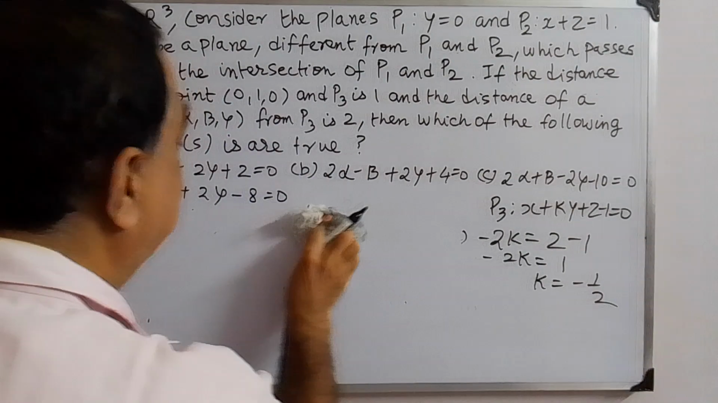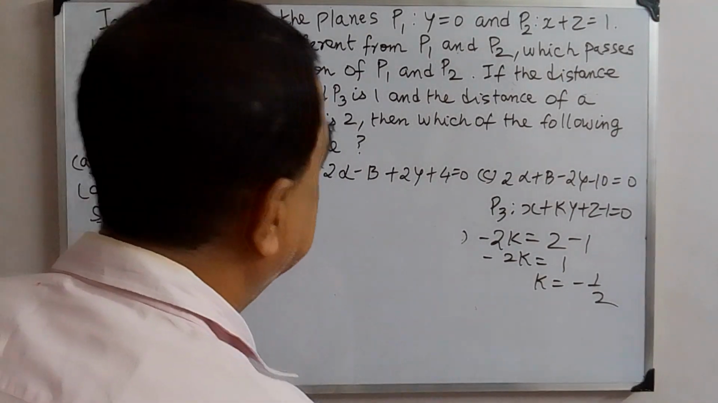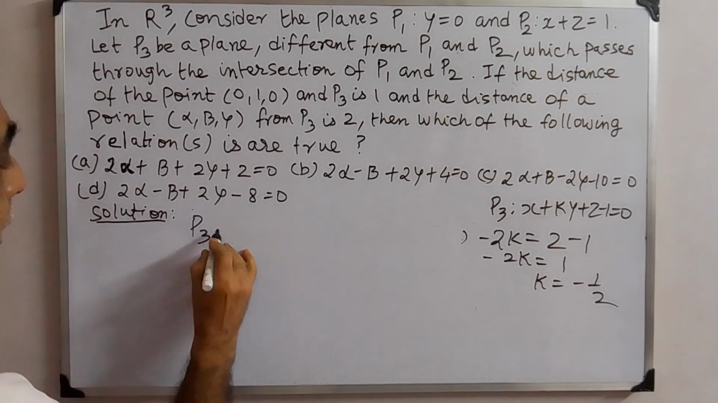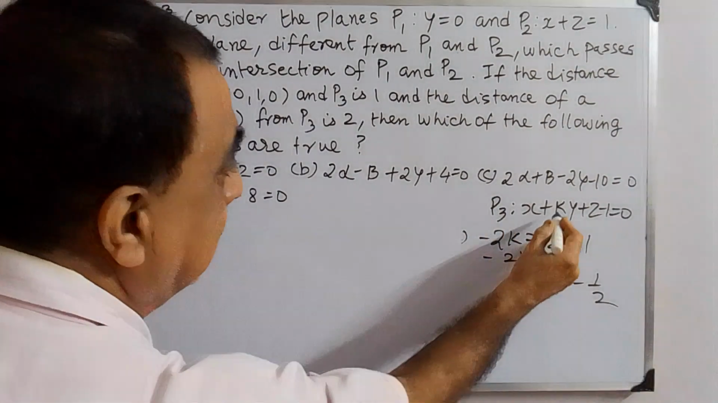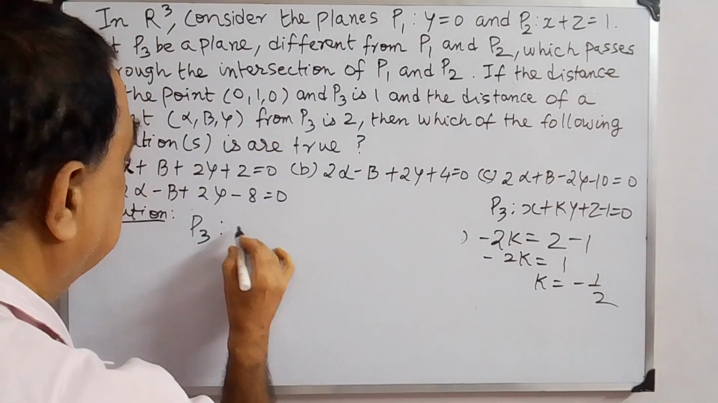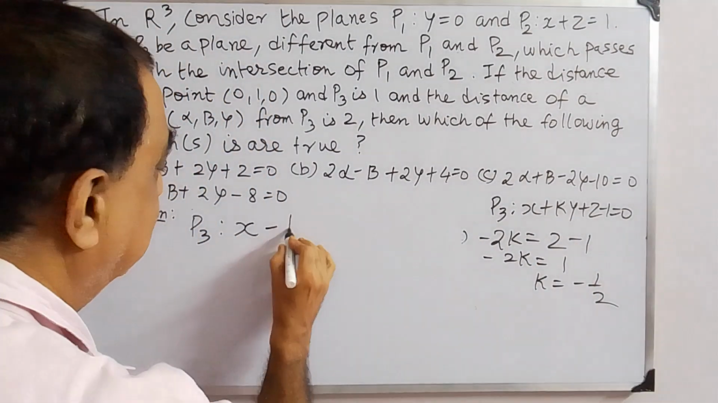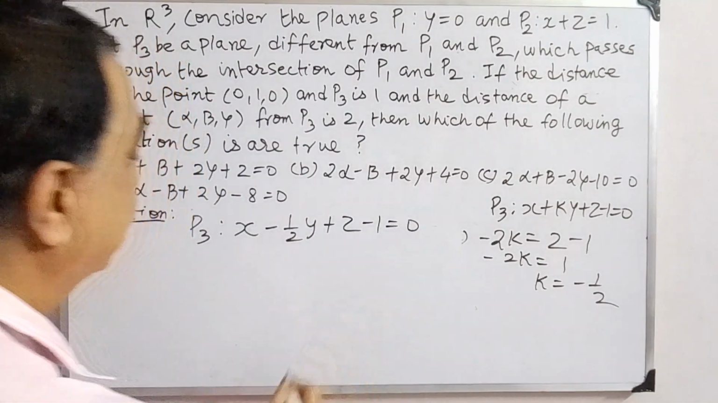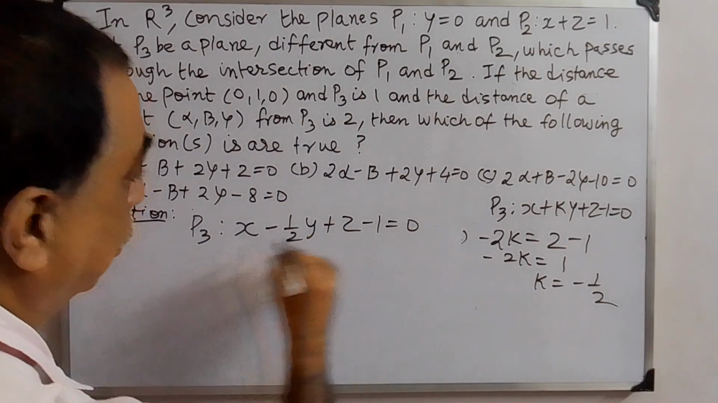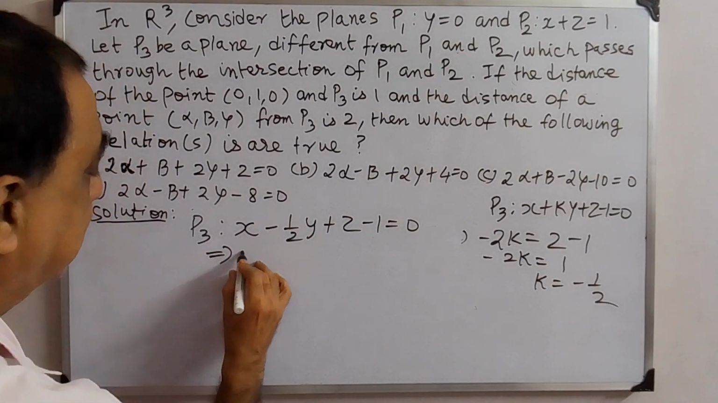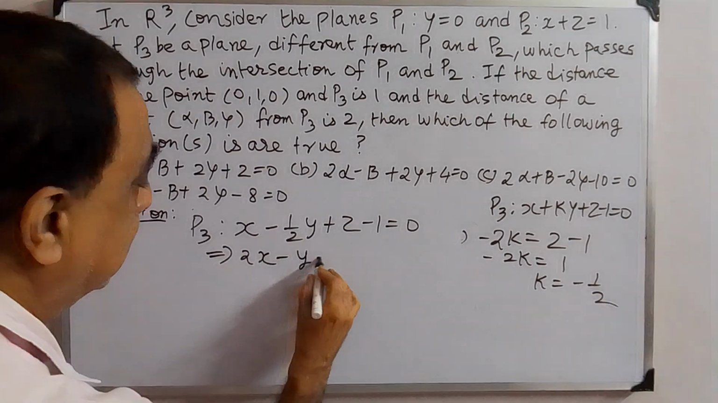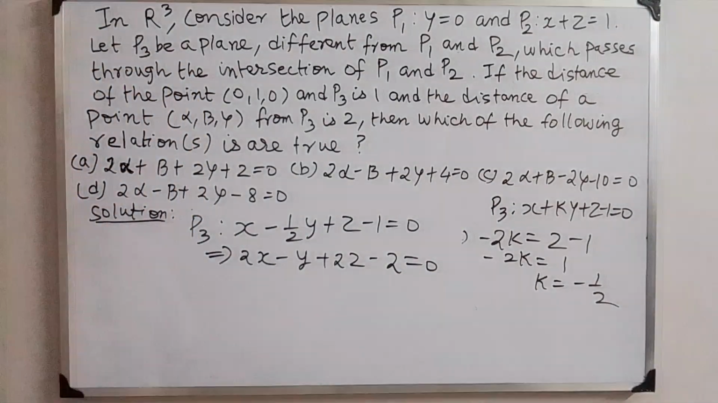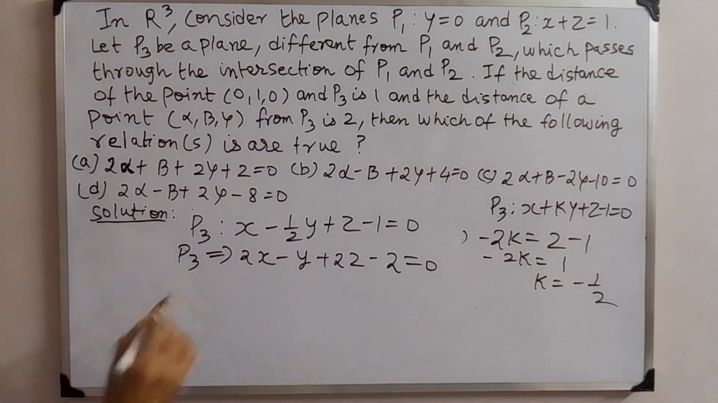Okay, so what will then be the equation of P3? The equation of P3 will be, in place of k, I will put minus half. So that is x minus half y plus z minus 1 equals 0. Now multiply throughout with 2. So this will become 2x minus y plus 2z minus 2 equals 0. So that is the equation of P3.